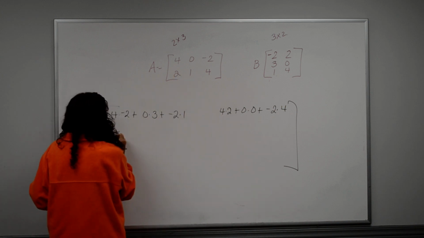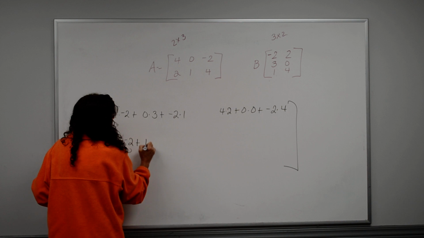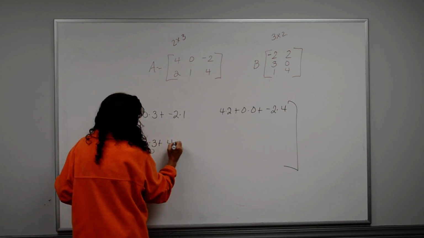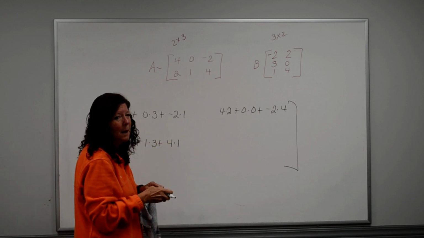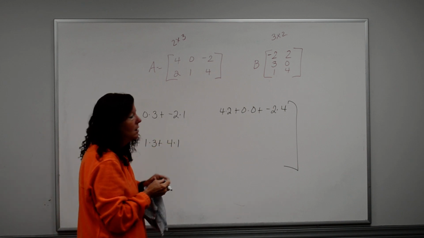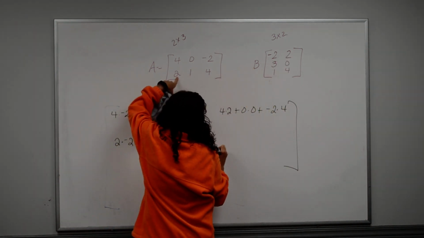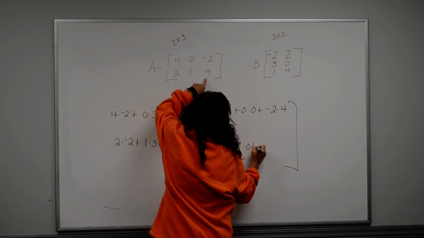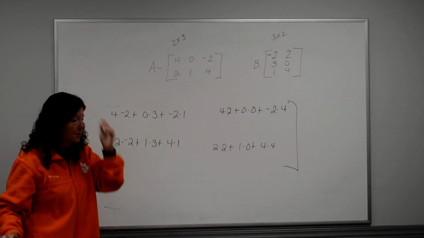So then I'm going to have 2 times negative 2 plus 1 times 3 plus 4 times 1. I always find the second row harder to do, something about your eyes don't track it as well. And then this row and that column. So 2 times 2 plus 1 times 0 plus 4 times 4. Okay? Now I have to do the math out.